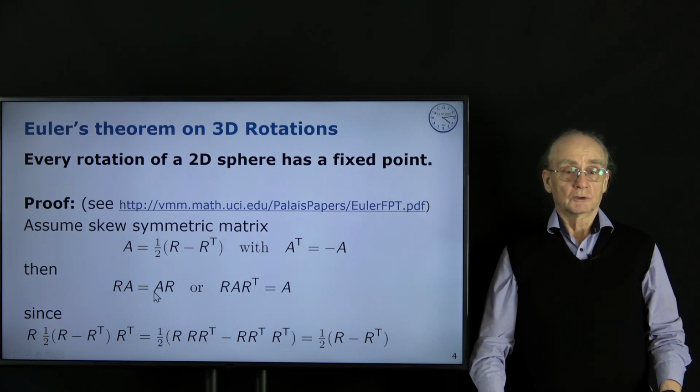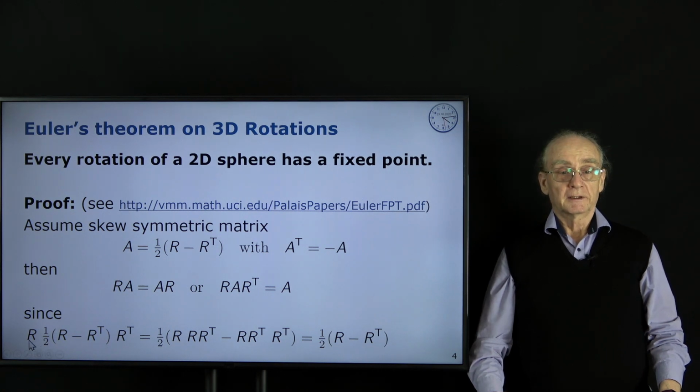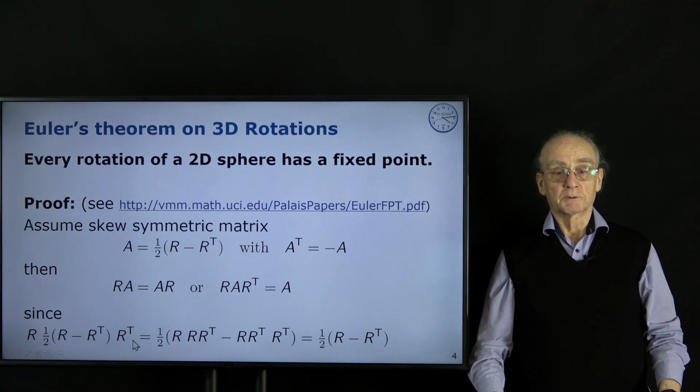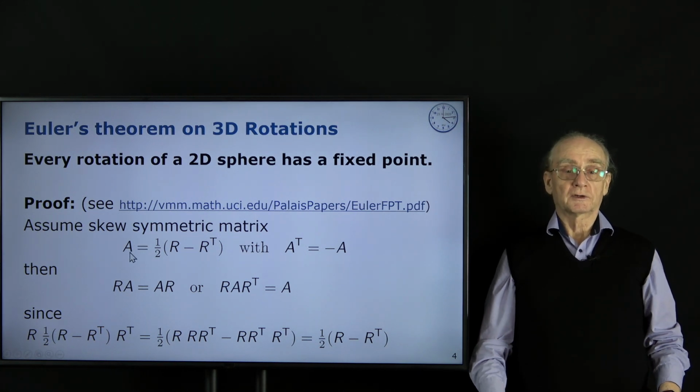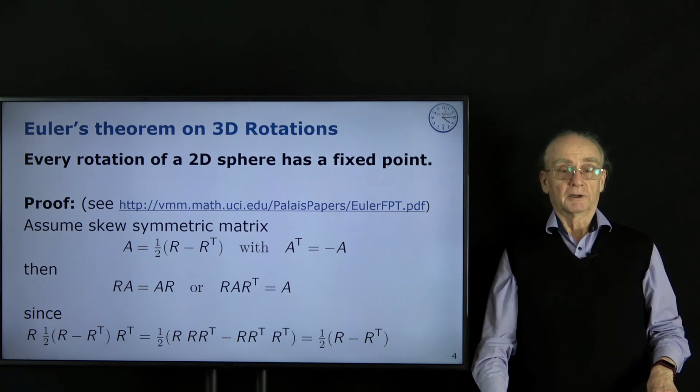Why is that so? We just take this expression here and write it out. So we multiply A from the left with R and from the right with R transposed. That means we get the following: factor half here, R times R transposed minus R transposed, R transposed. So we have this expression in the brackets. And now we see that this product is a unit matrix, and also this product is the unit matrix. That means we are left with R minus R transposed, which is actually A. So this is easy to prove. This is our first part of the proof.